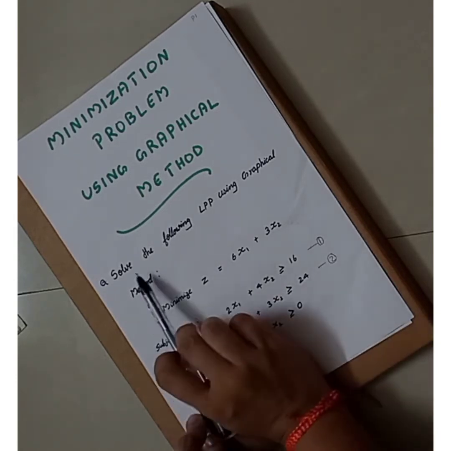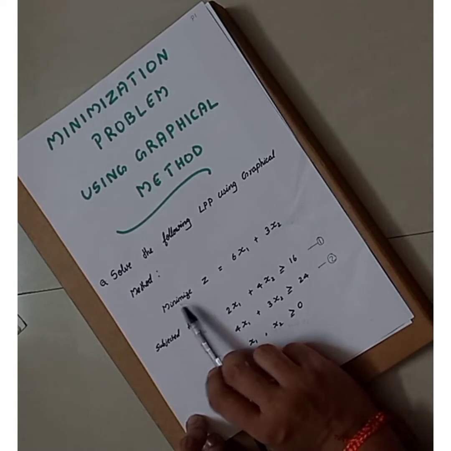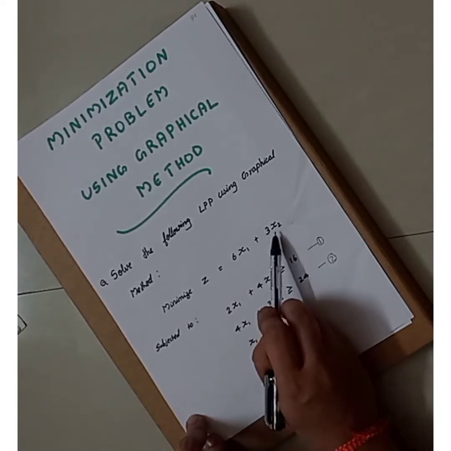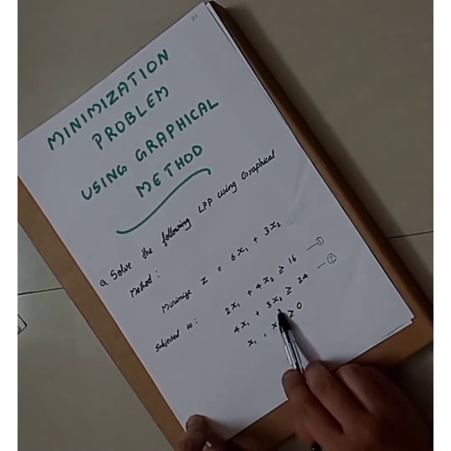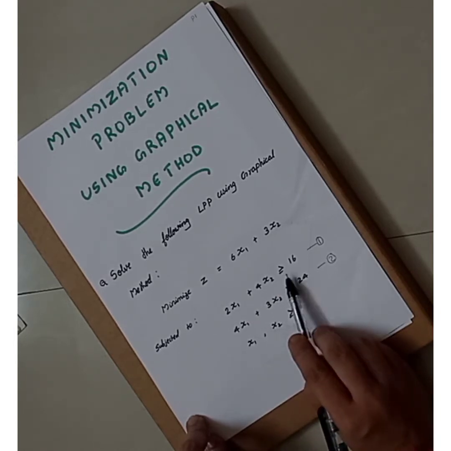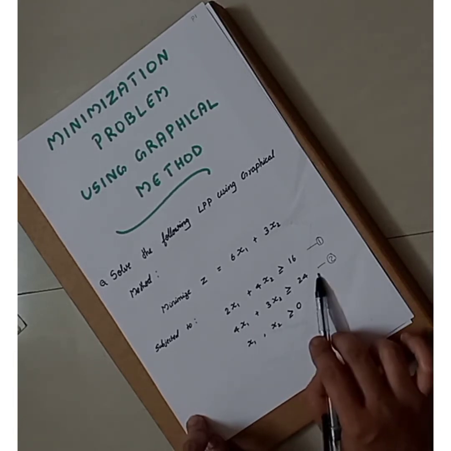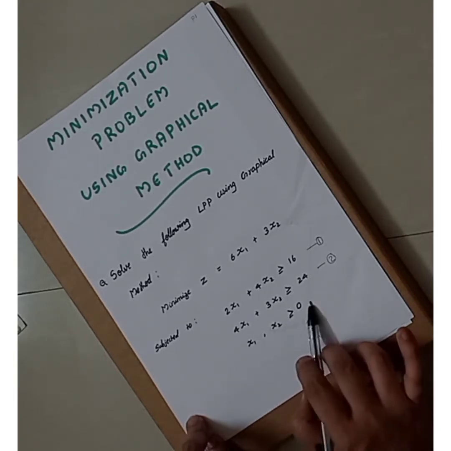Now solve the following LPP using the graphical method. You have the objective function: minimize z equal to 6x1 plus 3x2, subject to two constraints: 2x1 plus 4x2 greater than or equal to 16, and 4x1 plus 3x2 greater than or equal to 24, where x1 and x2 are greater than or equal to 0.